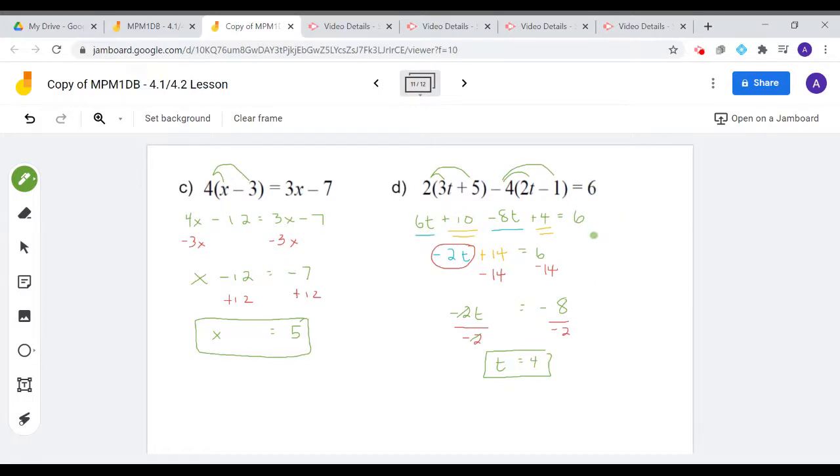All right, so now we've taken a look at lots of different ways that we can solve equations. Please practice those, and when I'm back at school, we will go through any questions that you have.